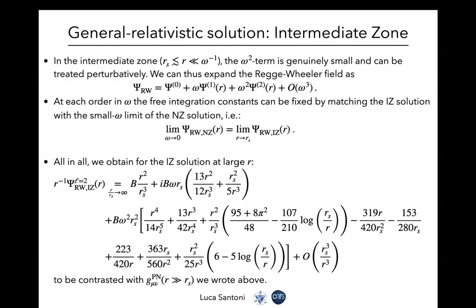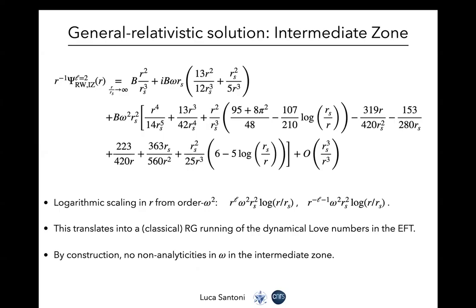But then you start seeing already some differences. For instance, there is this log, okay, that we didn't write in the beginning. In fact, there is some logarithmic scaling in r in front of this omega squared term, okay? Something that scales logarithmically in r. And in fact, this has an interpretation in terms of RG running in the EFT, as I will show you. By construction, there are no non-analyticities in frequency in the intermediate zone. If you were to expand this in the far zone, then the story is slightly different, but here everything is perfectly fine, okay?